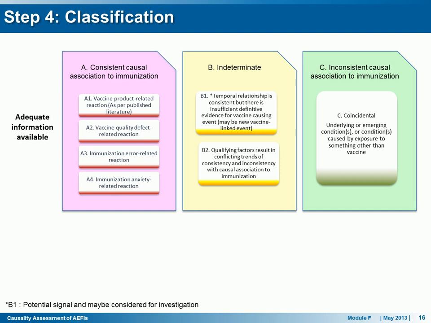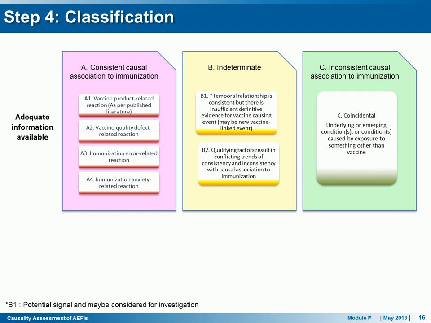If it is an inconsistent causal association to immunization, then we would be calling it a coincidental event, where it could be because of an underlying or an emerging condition, or it could be caused by exposure to something other than the vaccine.